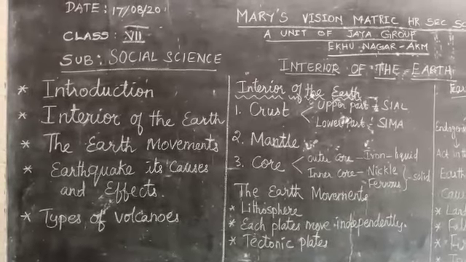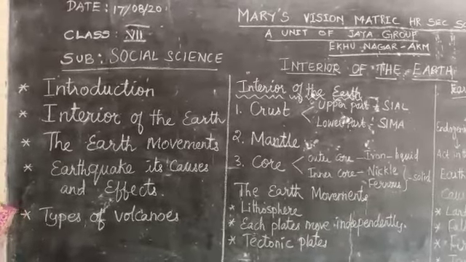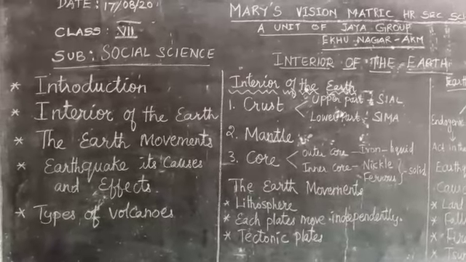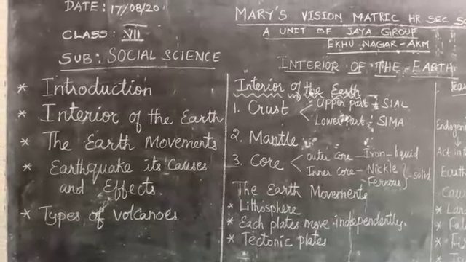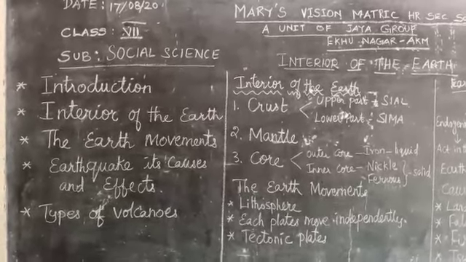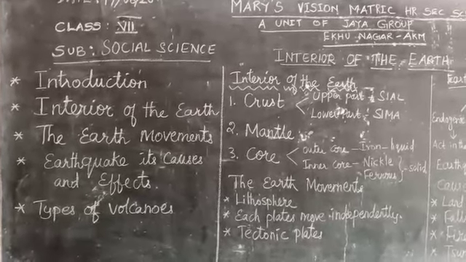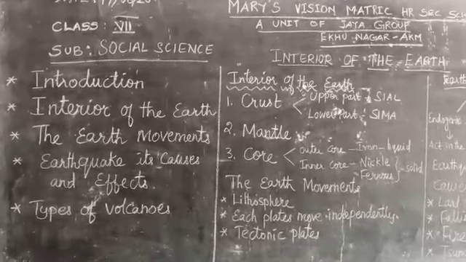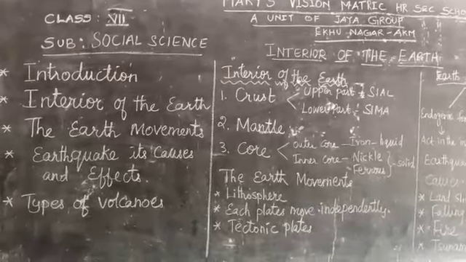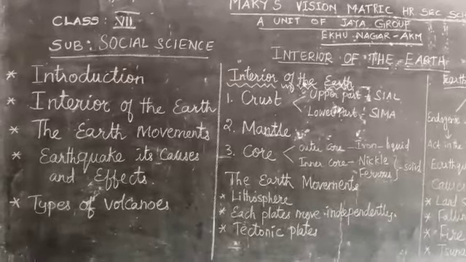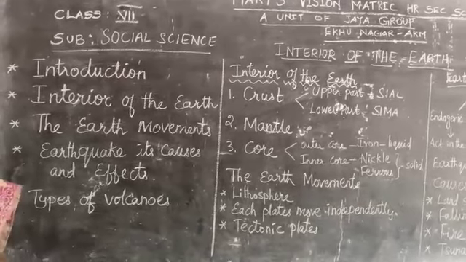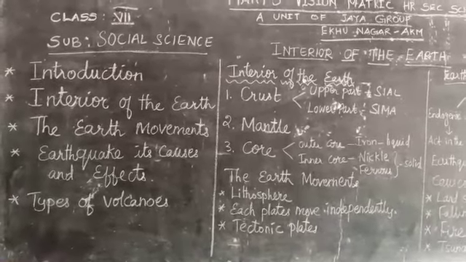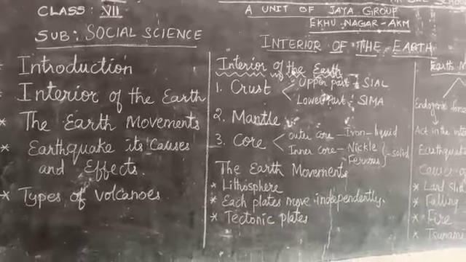The earth we are living in is called the blue planet. Why is it called so? Because 71% of the surface is covered with water and only 29% is land. So it's called the blue planet. We know the physical features of the earth. We have mountains, plateaus, plains, valleys and oceans.